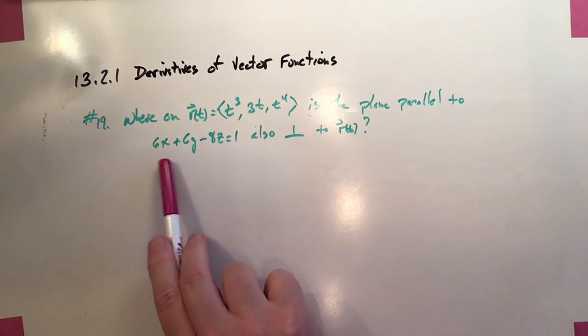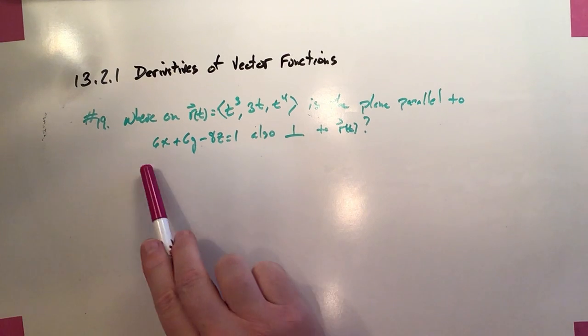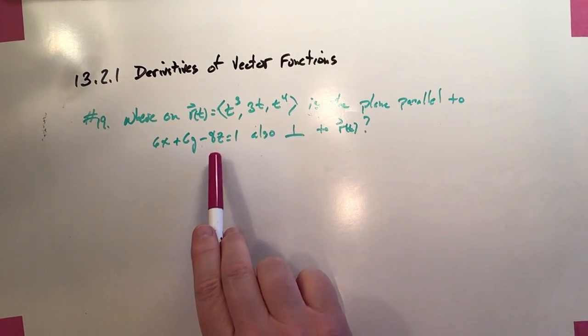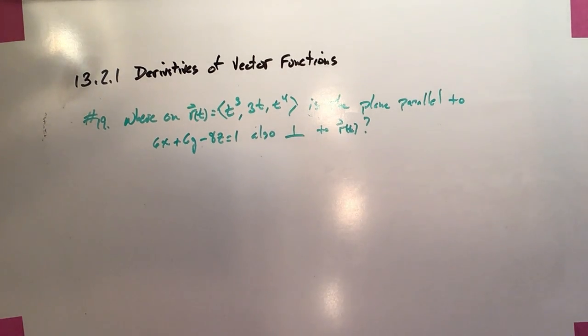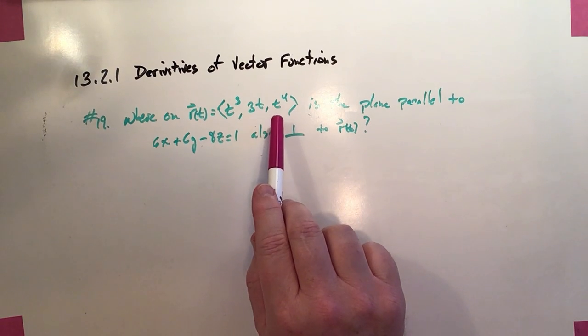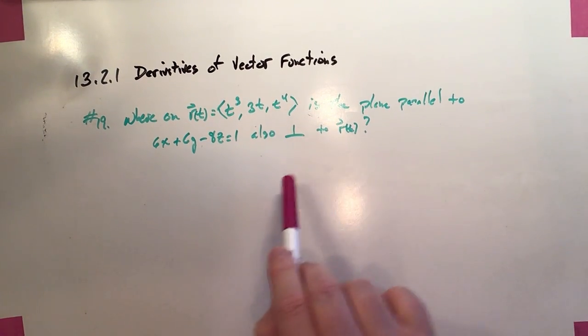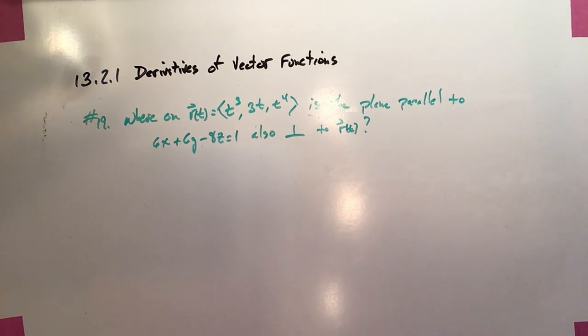If it's parallel to this plane, then it contains its direction numbers. So in essence, we want to know when the direction numbers from this plane are also running in the same direction as the derivative of r(t). Because if they run in the direction of the derivative of r(t), that makes this plane perpendicular to r(t). And of course, if it's parallel to this one, that means it uses its direction numbers.